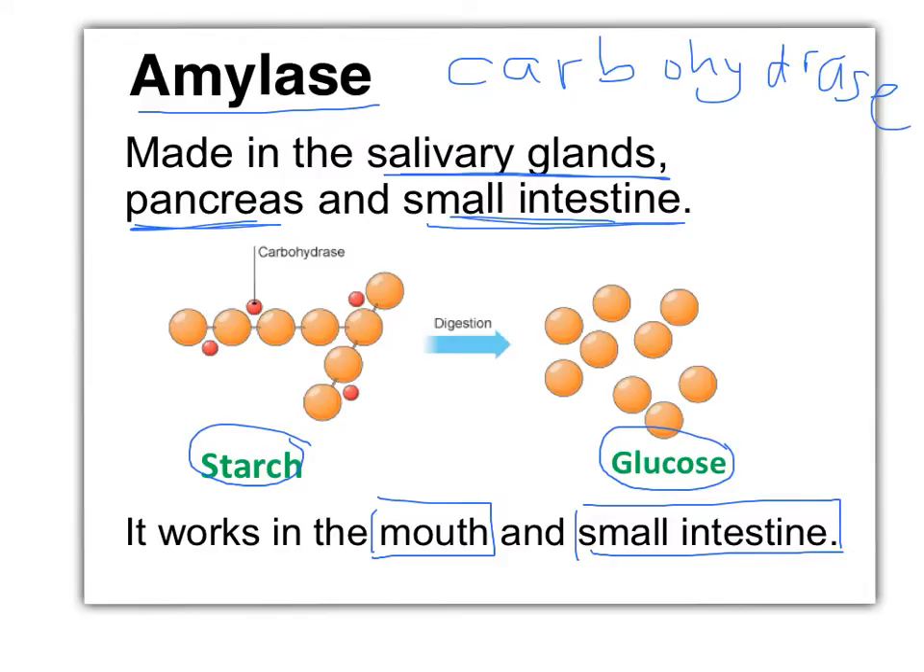So the pancreas, for example, would make the enzyme, the small intestine would make the enzyme, the pancreas would release the enzyme into the small intestine, and it's in the small intestine where the reaction takes place. Or the salivary glands make the enzyme, saliva is secreted into the mouth, and it's in the mouth where the reaction happens.